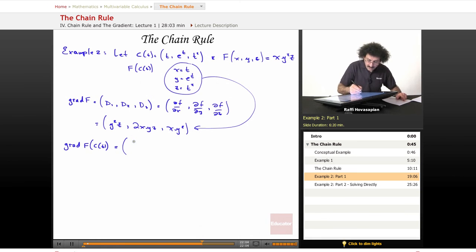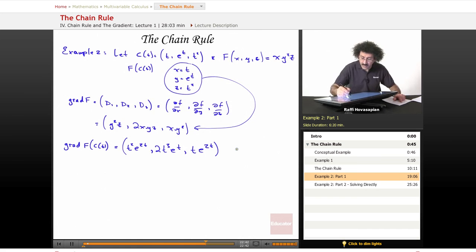Y squared is just e to the 2t. Z is t squared, so that's t squared e to the 2t. 2 times x, which is t, y, which is e to the t, z, which is t squared. I end up with 2t cubed e to the t. And x y squared is t times e to the 2t times t squared. Wait, y squared, e to the 2t. Yes, there we go. Okay, so that takes care of this one. That's the grad of f evaluated at c of t.